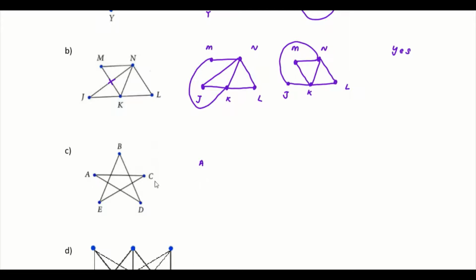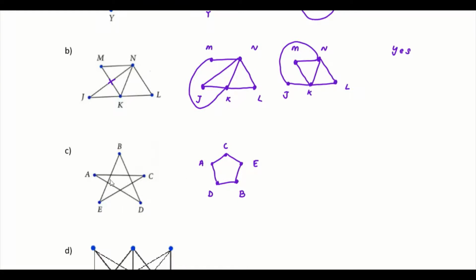So A connect to C, right? C connect to E, and then E connect to B, then D. So B and D. So you can imagine that eventually everything can just connect with a pentagon. Let's try to check.